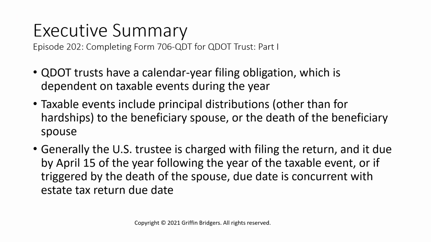When you make a qualified domestic trust for a surviving spouse who's not a U.S. citizen, there may be an additional filing requirement on top of the typical fiduciary income tax return, and that is Form 706-QDT. The filing of this form and the filing obligation is dependent on taxable events during the year. So those would include a principal distribution, other than a hardship distribution, to the beneficiary spouse, or the death of the beneficiary spouse during the year.